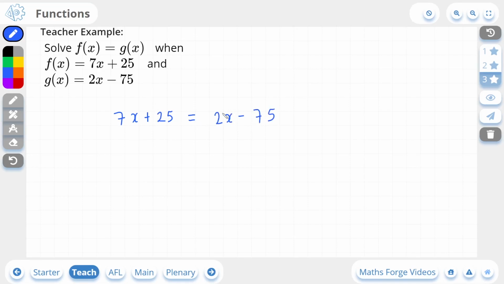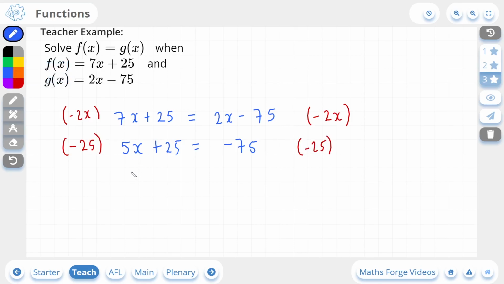And now to solve this, we have to rearrange for x. So the first thing I'm going to do is, if you have x on both sides, you must get rid of the smaller x. So I'm going to get rid of this 2x here, and we're going to do this by subtracting 2x from both sides. And this is going to give us 5x, because of course 7x minus 2x is 5x, plus 25. The 2x on the right gets cancelled out with a minus 2x, and we have negative 75. I'm now going to get rid of this plus 25, and to do that, I'm going to subtract 25 from both sides.